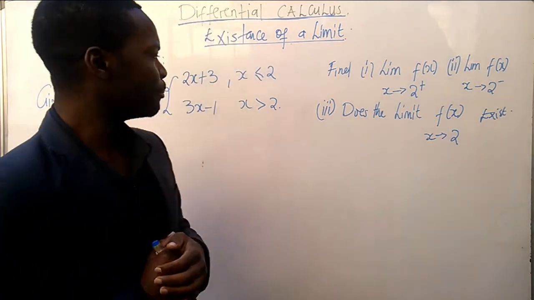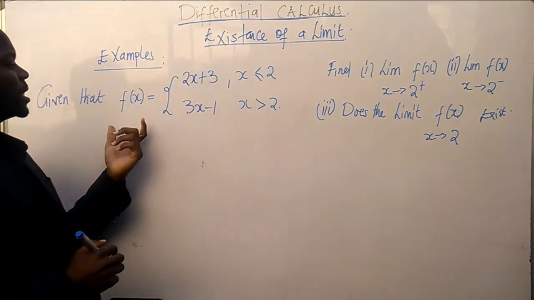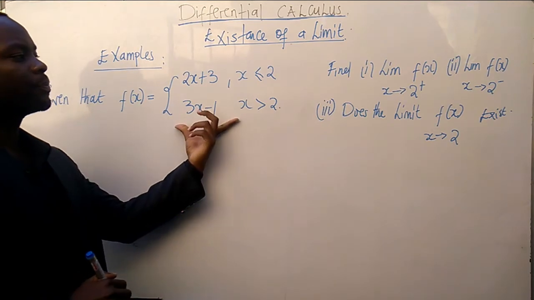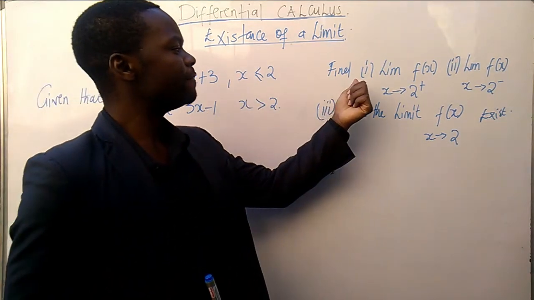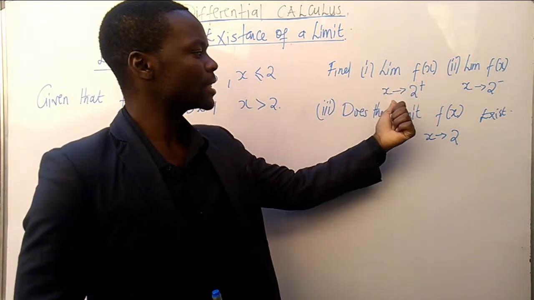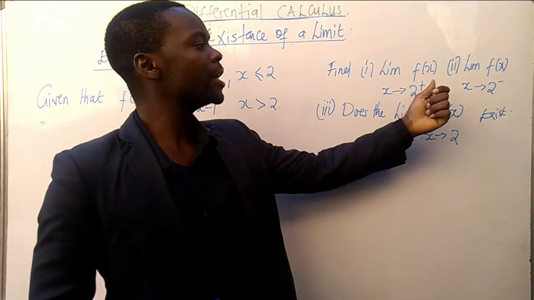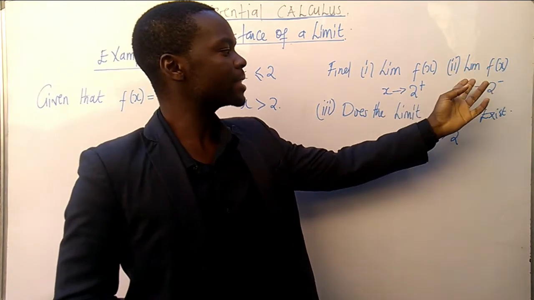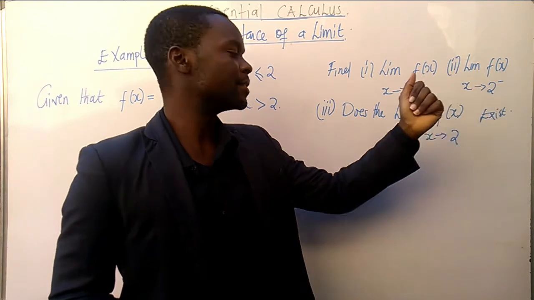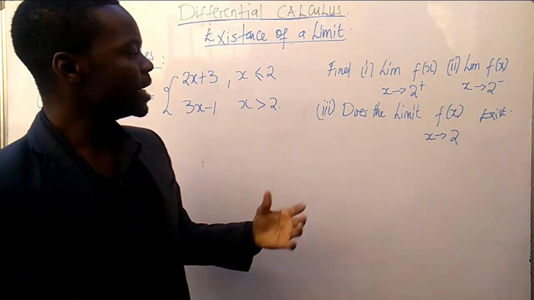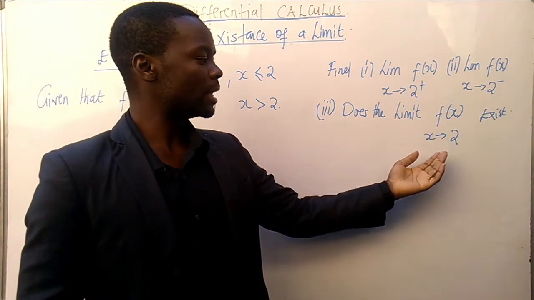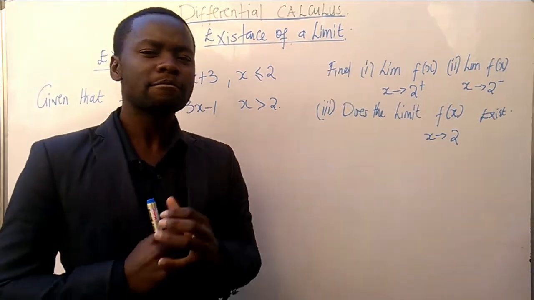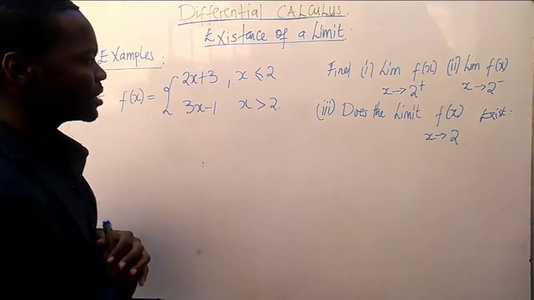So we have one example which says, given that f of x is equal to this, question 1, find the limit of f of x as x approaches 2 from the positive, and then the limit of f of x as x approaches 2 from the negative. And then the last question is, does the limit of f of x as x approaches 2 exist? Very simple. Let's enjoy this simple question.